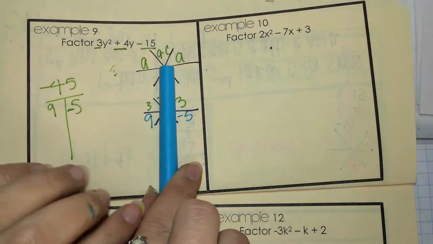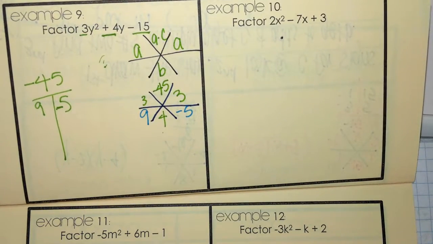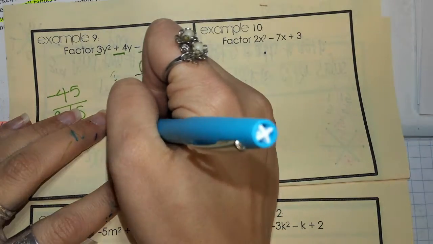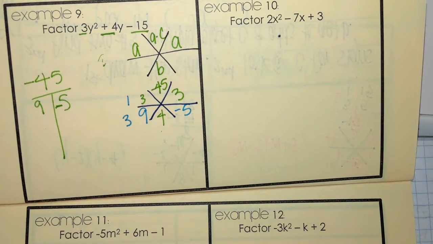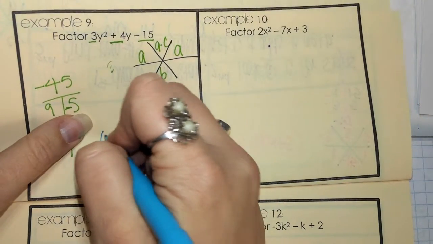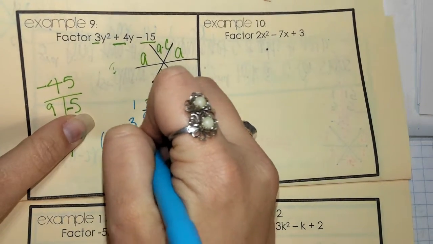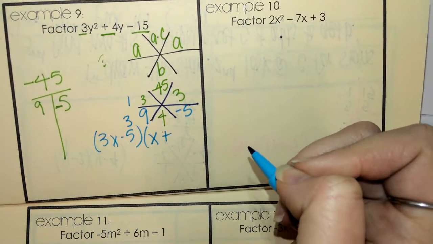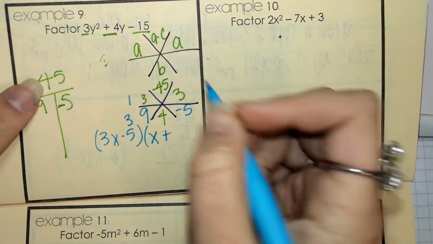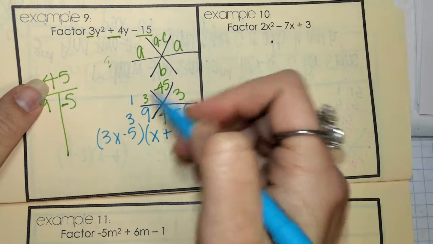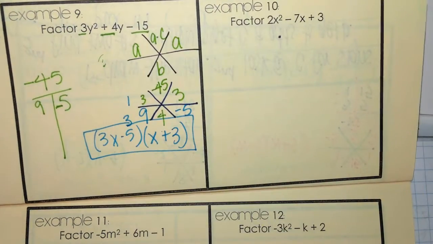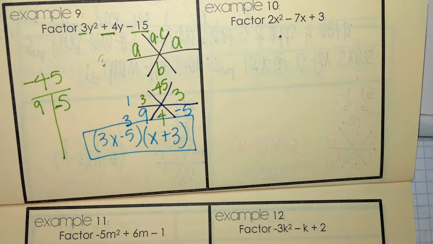All right, what goes into both 3 and 9? 3. And 3 divided by 3 is? 1. 9 divided by 3 is? 3. Now, how do I write my parentheses? 3x minus 5 and x plus 3. Yes, you get a point as well. You get a point because you did the first part.